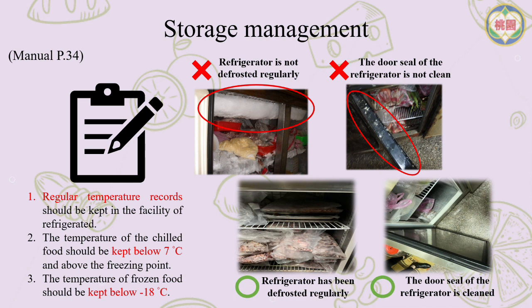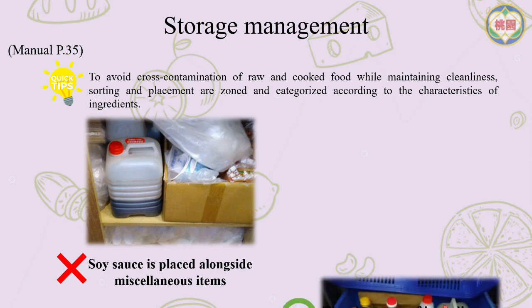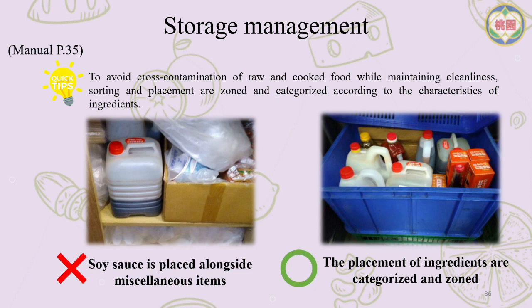If instant food in the catering industry is stored at a temperature between 7 degrees Celsius and 60 degrees Celsius, it is recommended to consume it as soon as possible, within 4 hours. In storage management, it is also necessary to pay attention to the classification and placement of food materials. Classify and place them according to the characteristics of food materials, so as to avoid cross-contamination of raw and cooked foods while maintaining cleanliness. For example, the soy sauce and miscellaneous items in the picture on the left are incorrectly placed together. They should be placed as in the right picture.